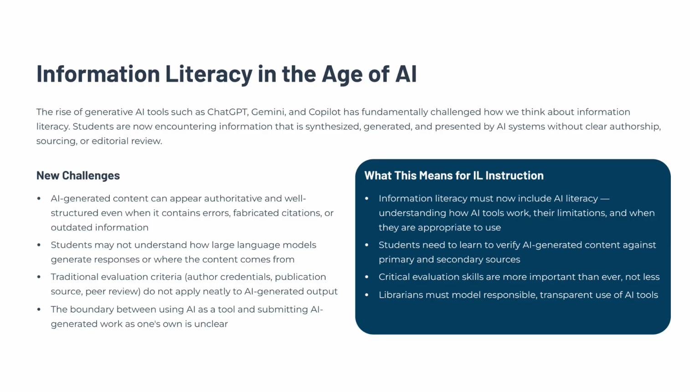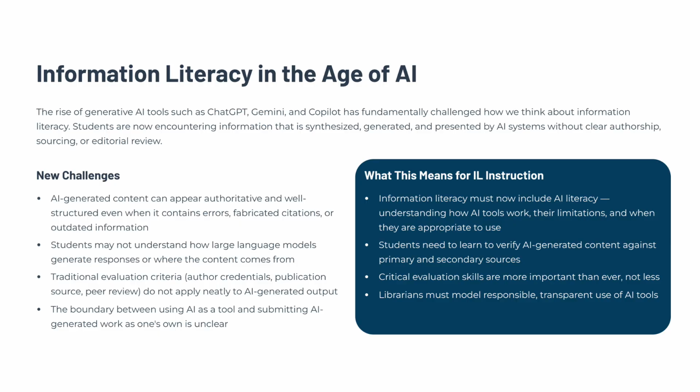AI-generated content can appear authoritative and well-structured even when it contains outright errors, fabricated citations. Yes, AI tools regularly make up citations that don't exist, or outdated information. Most students don't understand how large language models actually work. They don't know that these tools are predicting the next word in a sequence based on patterns in training data. They're not looking things up or researching. Students often treat AI output as if it came from a reliable reference source, and it absolutely is not that.